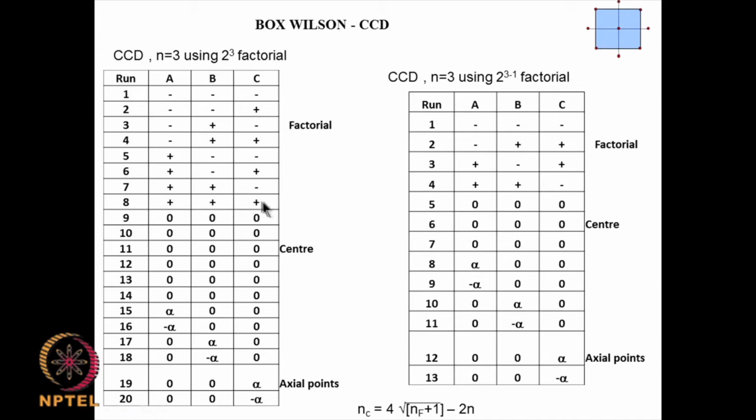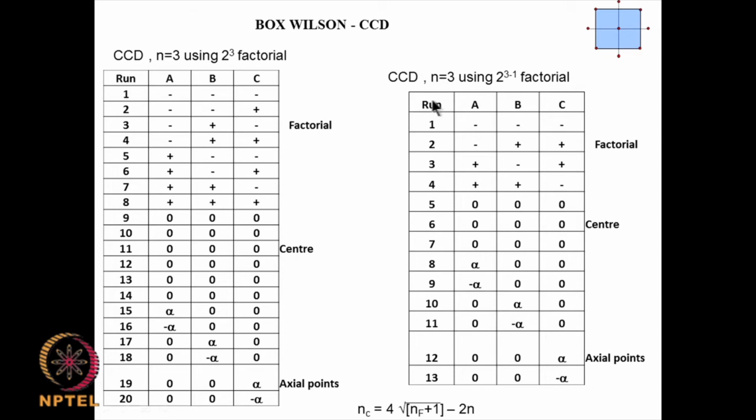Why do you need to do 6 at the center point? There is a formula: NC, the number of center points, is equal to 4 square root of NF plus 1, minus 2n, where NF is the number of factorial experiments. In this case we are doing 8 experiments, that is 2 power 3 full factorial. So 8 plus 1 is 9, square root of 9 is 3. So 4 times 3 is 12, and 2n, where n is the number of factors or variables, is 2 into 3, which is 6. So 12 minus 6 is 6. So, we are doing 6 experiments.